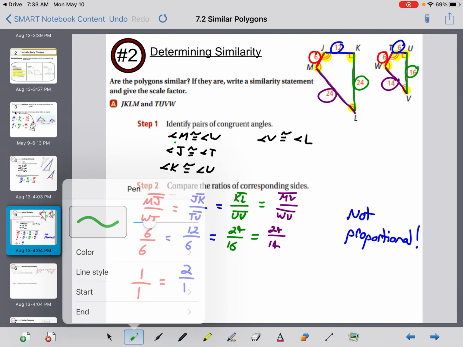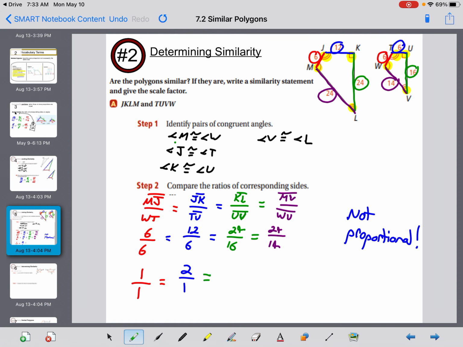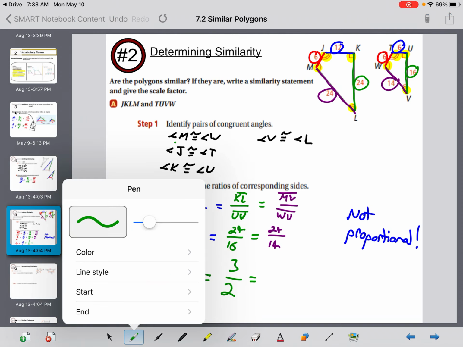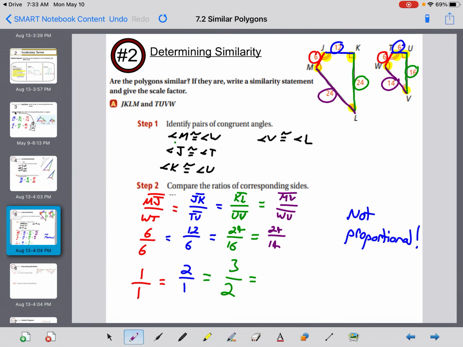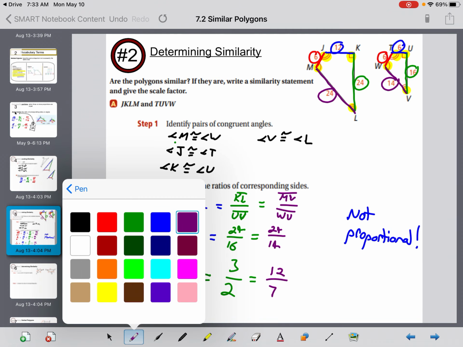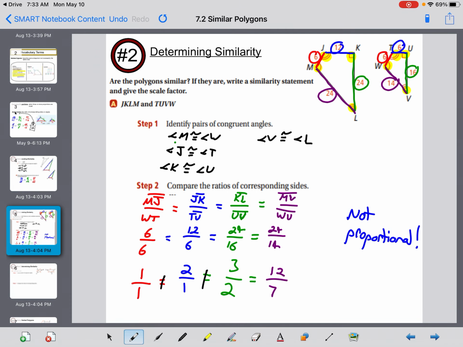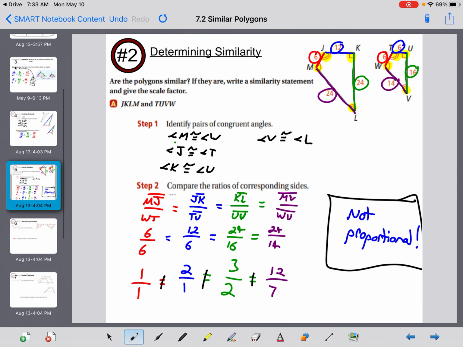Okay, if we continue to work here, 24 over 16, if you plug that into your calculator as a fraction, it simplifies to 3 over 2. So again, these are different. And 24 over 14 is 12 over 7. So not a single one of these are congruent. So what do you have to do? We'll slash the equal signs, which means they are not proportional. They would all have to be the same.